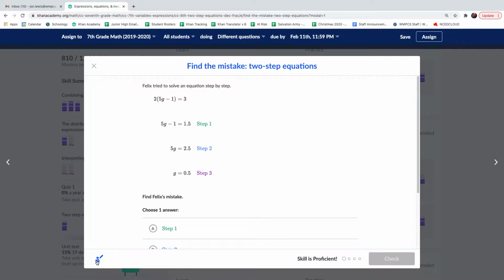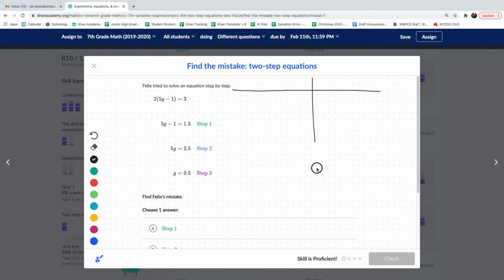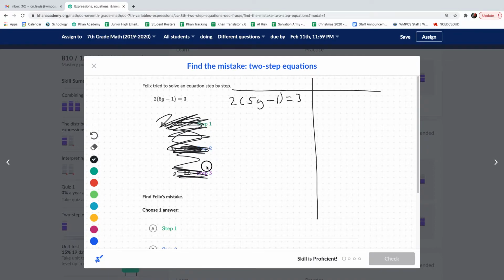So in this particular problem, this is our first way, and we have 2 times 5g minus 1 equals 3. And the way I typically do this, and most other people, is what's called the distributive property, where we multiply it across. So step 1 would be to do this. And I'm going to scratch this out so we don't get confused.